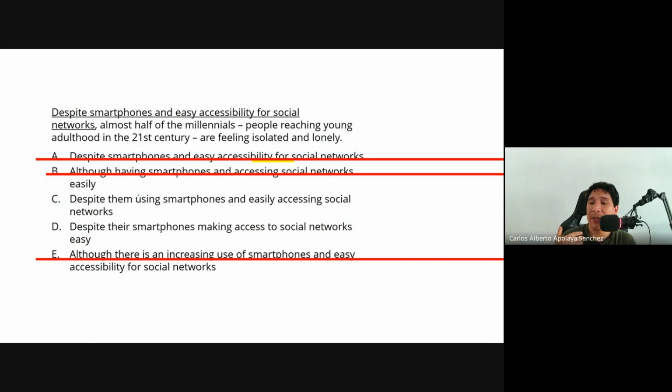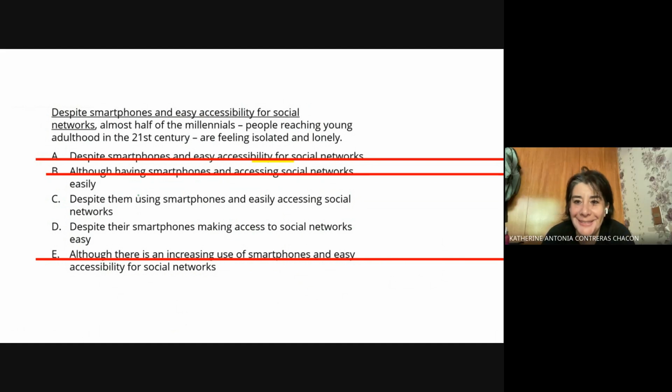For example, I love your speaking or I love you speaking. When I say I love you speaking, it means that I love you when you speak. But when I say I love your speaking, it means that I don't love you. I love the words that you say.